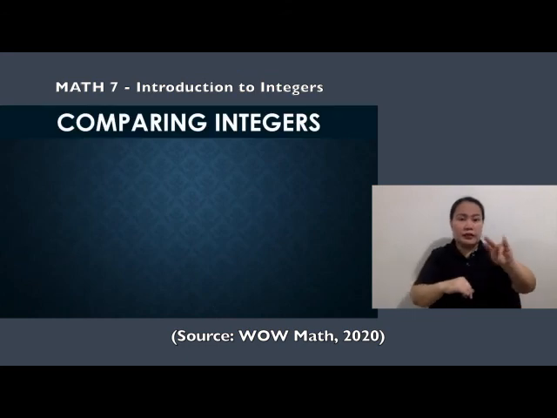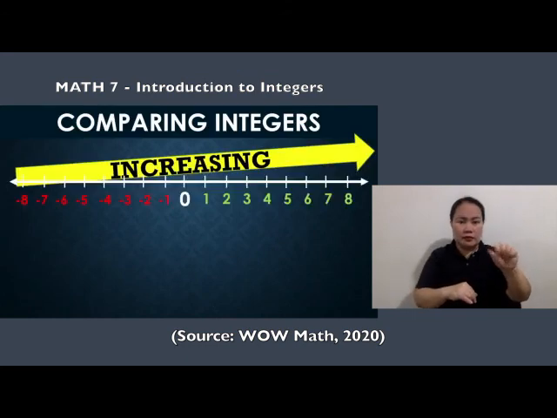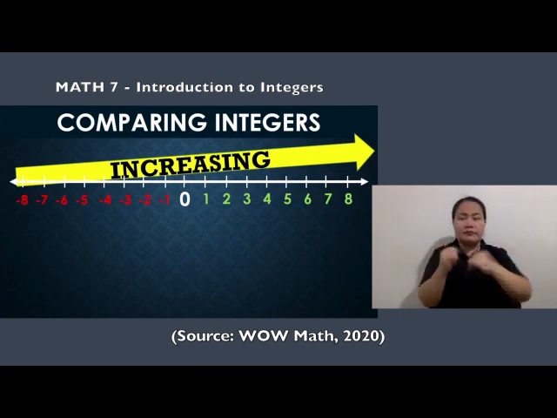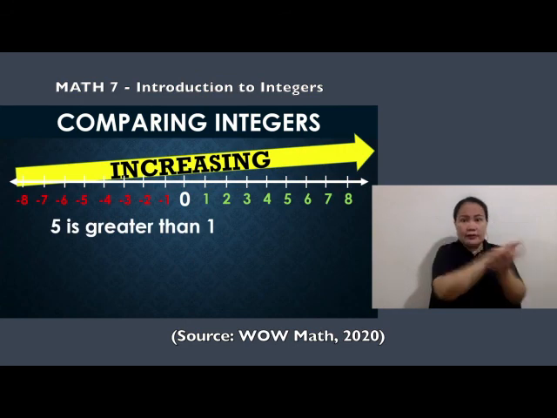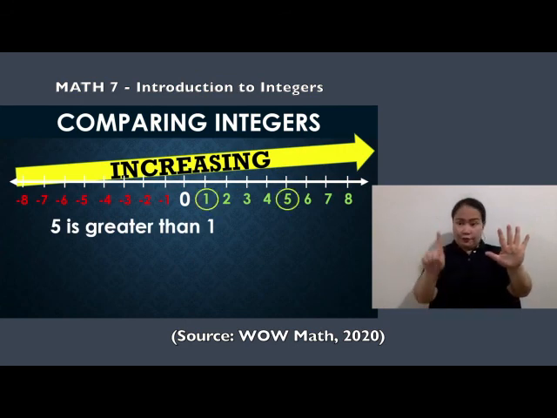So, let us try to compare integers. So, remember, from left to right, the value of the integers increases. Okay? So, 5 is greater than 1. So, ito si 5 and 1. Ano yung nasa kanan? 5. Therefore, 5 is greater than 1.